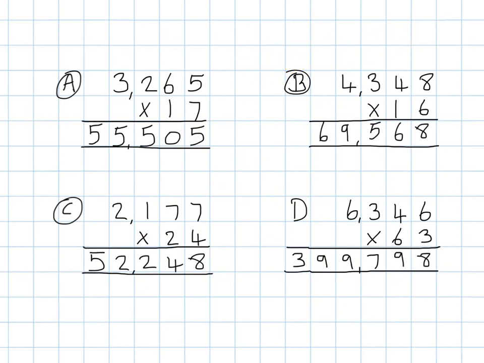Here are your 4 answers. For A, 3,265 multiplied by 17 is 55,505. For B, 4,348 multiplied by 16 is 69,568. 2,177 multiplied by 24 is 52,258. And 6,346 multiplied by 63 is 399,798. If you've got all 4 of those right, that's a superb effort.